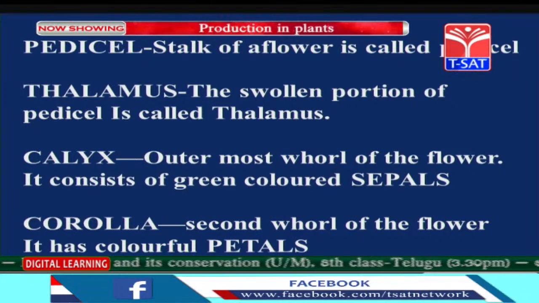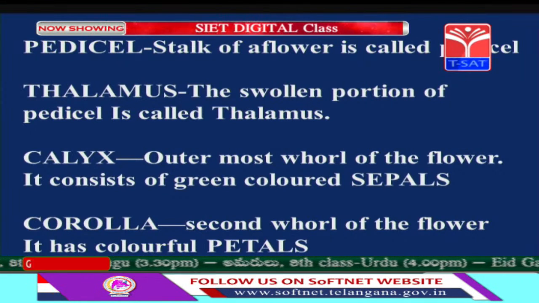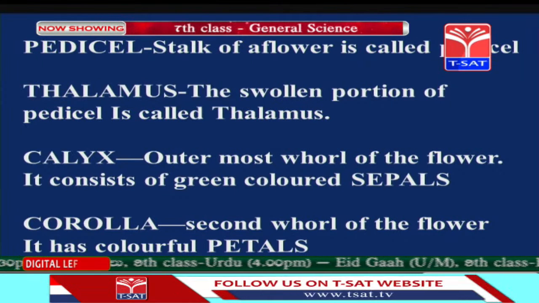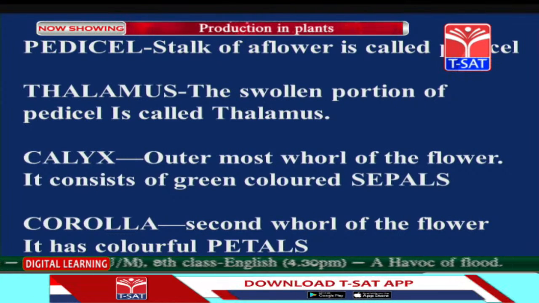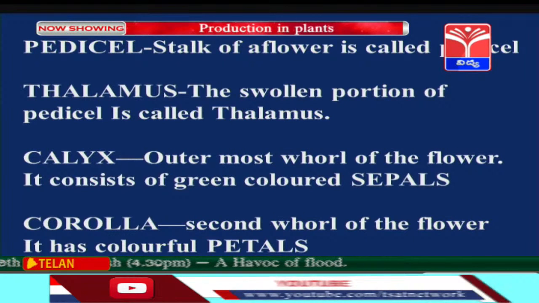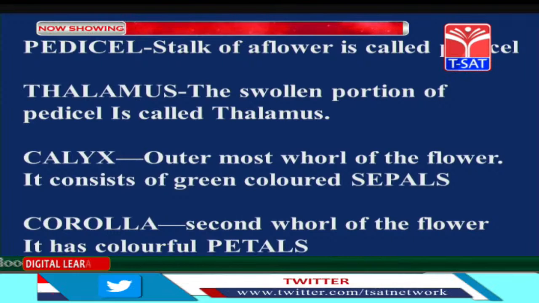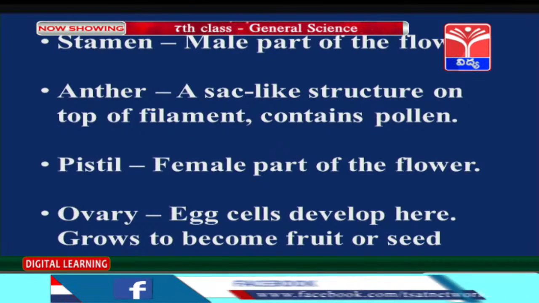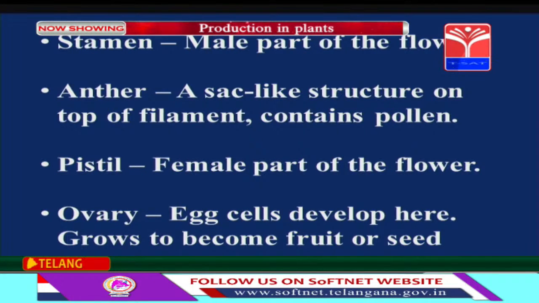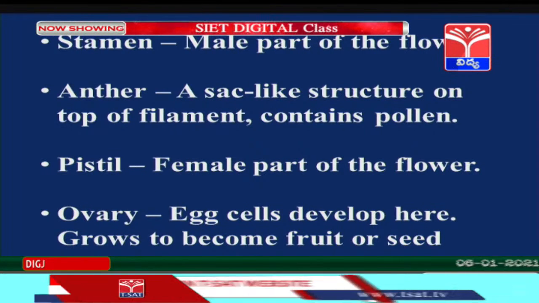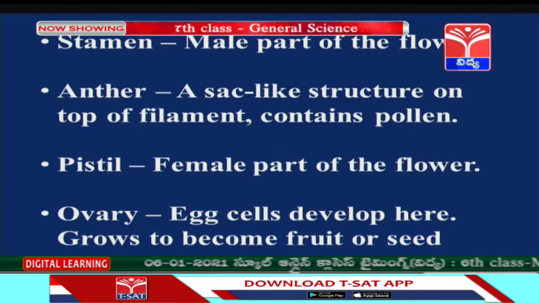The next one is calyx. Calyx is the outermost part of the flower, and it is which colored? Green colored. Sepals are present in it. The next whorl is corolla. It is the second whorl of the flower and it has colorful petals. See children, stamen. Stamens are the male parts of the flower and it includes anther. Anther is the sac-like structure which has a filament, and pollen grains are present in it.